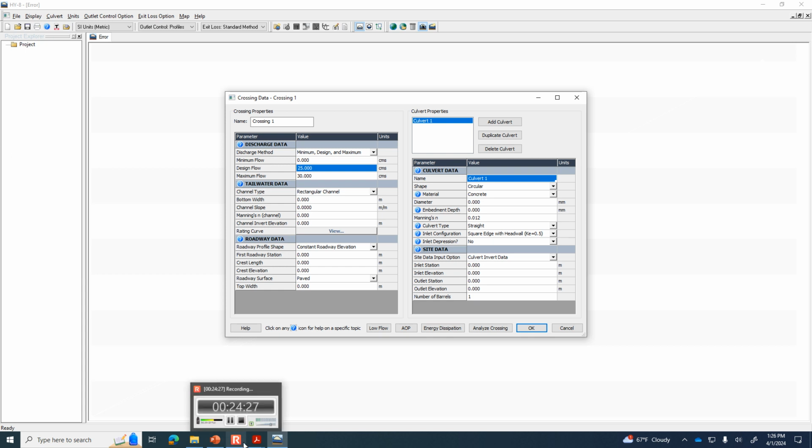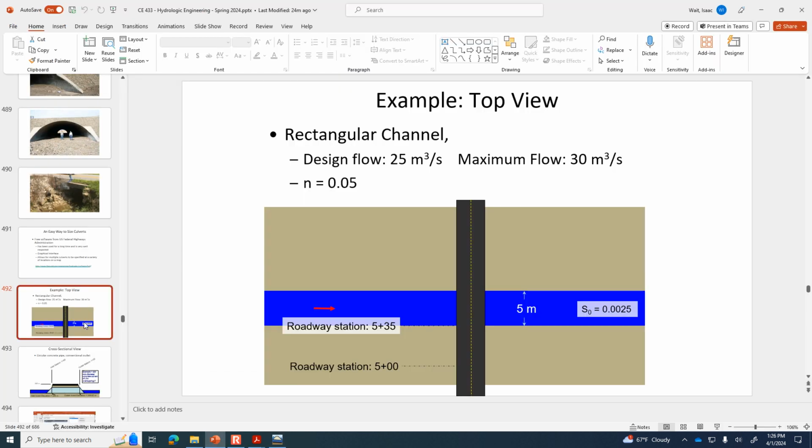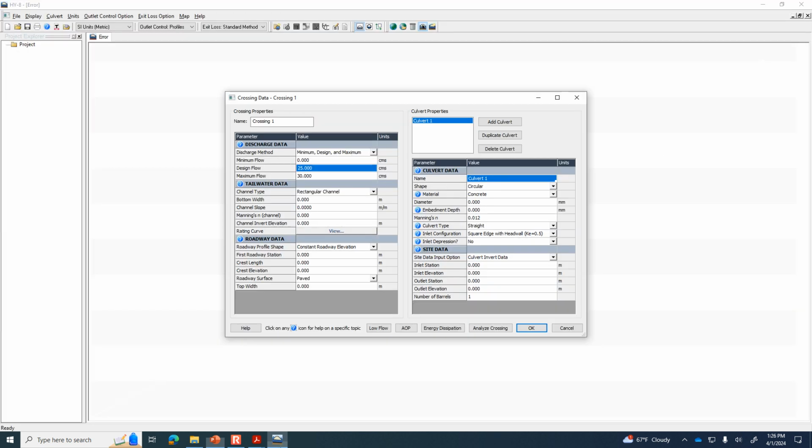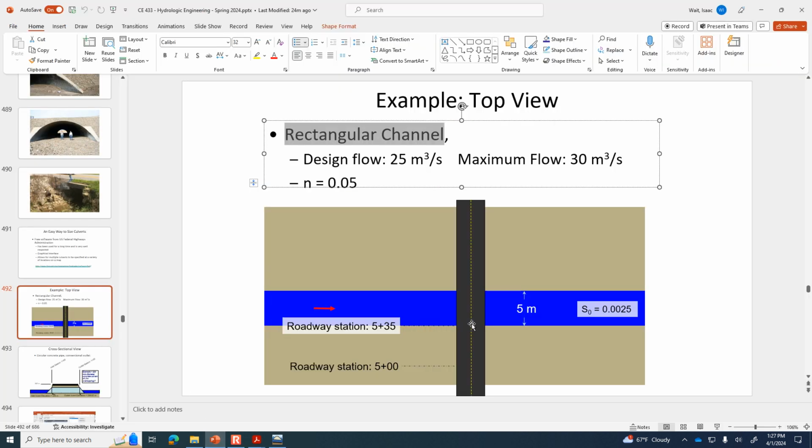Okay, now tailwater. We're having to characterize the channel downstream. So in this, it says it's a rectangular channel. So let's set the, okay, it's already by default on rectangular. You can see some of the other options are trapezoidal, triangular, and so on. Rectangular channel. The bottom width we're going to say is 5 meters, because it's rectangular, and we can see from the top view that the width of the downstream channel is 5 meters. So the bottom width of 5 meters.